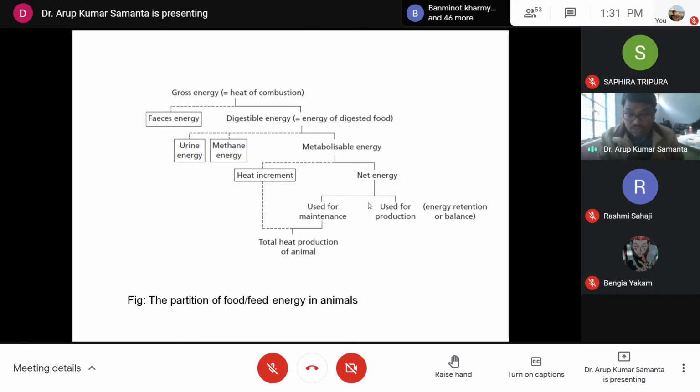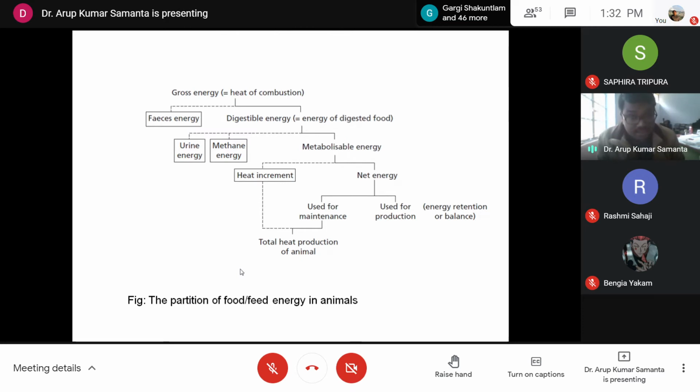The energy which is required, that is known as maintenance net energy. But in case of livestock species or poultry, they are being reared for the production purpose only. So you have to provide extra energy over and above this maintenance energy, that is for the milk production, that is for the egg production, that is for the growth, that is for the wool production.